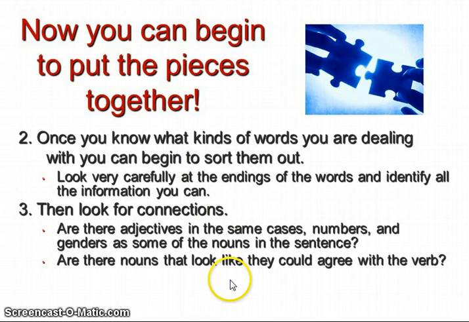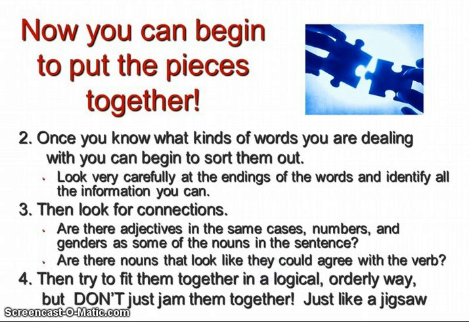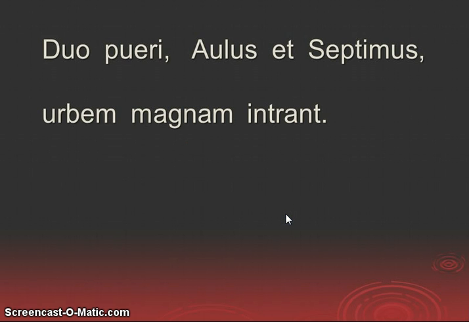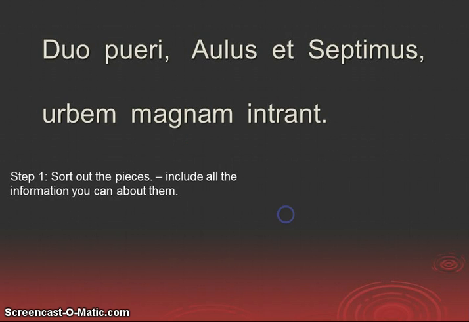Are there nouns that look like they could agree with the verb? Are they nominative case? Are they the right person to agree with the verb? Check those personal endings on the end of the verb. Then you begin to try to look for things that make a logical pattern. Don't just jam them together like that jigsaw puzzle. Let's take a look at a sentence. Duo pueri Aulus et Septimus urbem magnum intrant.